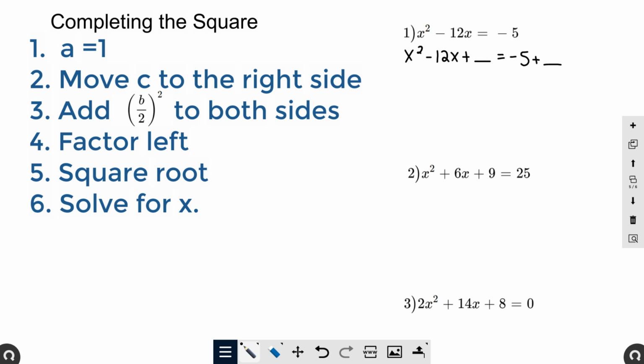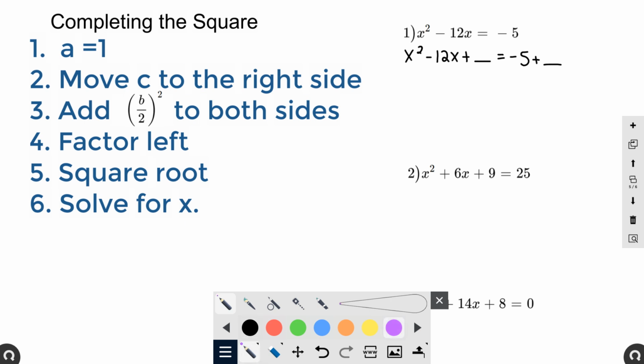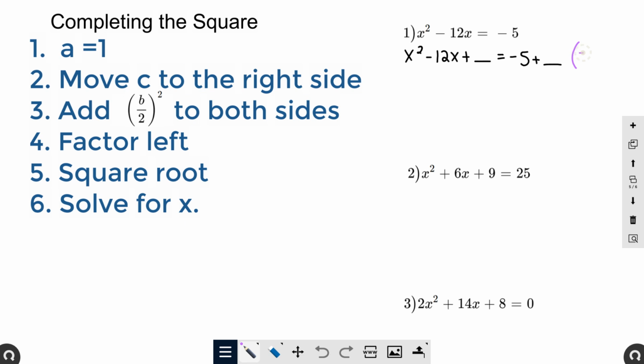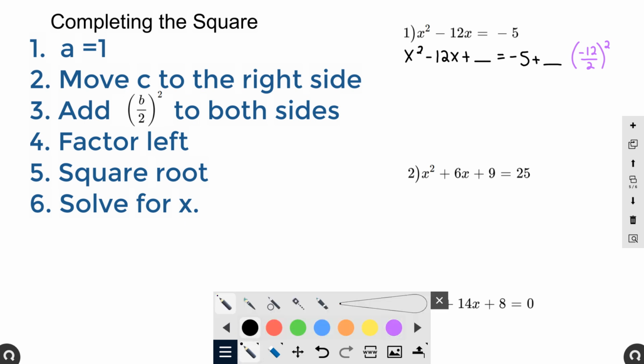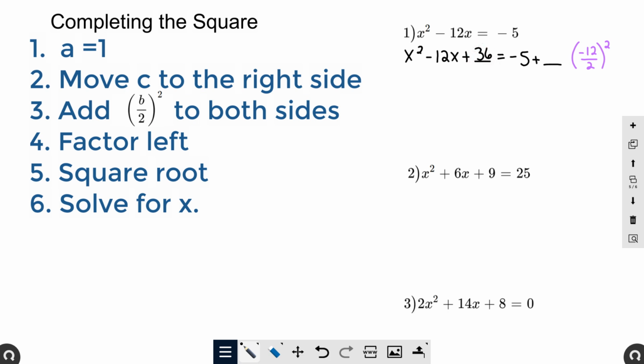Now, what goes in that blank is b over 2 squared. So b is the term or the coefficient of x. So what's in front of our x here? Negative 12. So we're going to do negative 12 divided by 2 and then squared. Now, what's negative 12 divided by 2? Negative 6. And then square that and you get 36. So we're going to add 36 in both of these blanks.